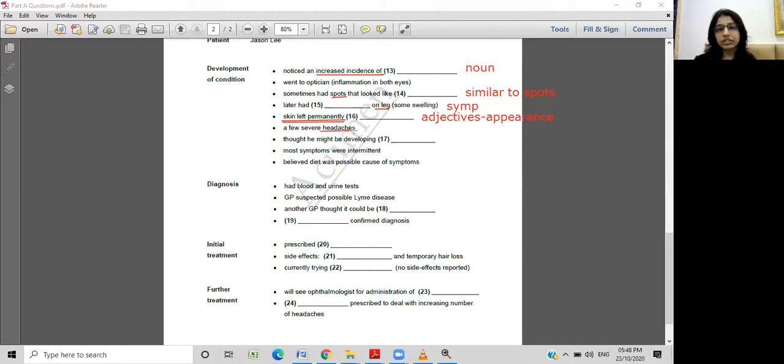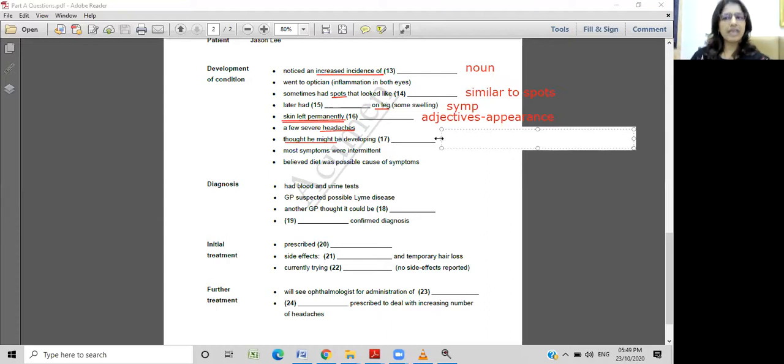So see, this is sketchy, okay? Thought he might be developing. Here you may end up writing headaches, but headaches is already given. And it says thought he might be developing. So what kind of word am I looking for in 17th? What type of information? He thought he might be developing. He did not experience that. He did not notice that.